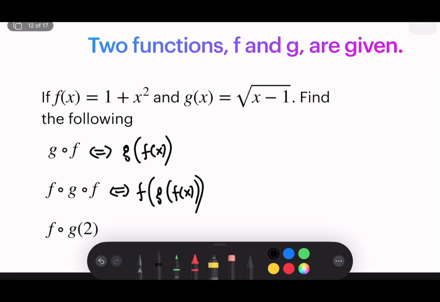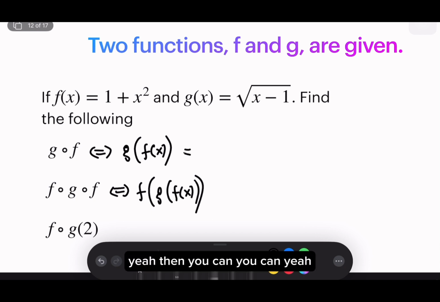Or we have to put the last one like that too, or I have to put square root of x minus 1 inside. Yeah, this is the example.